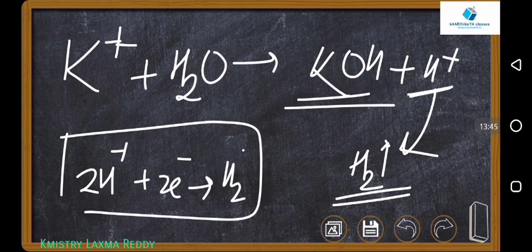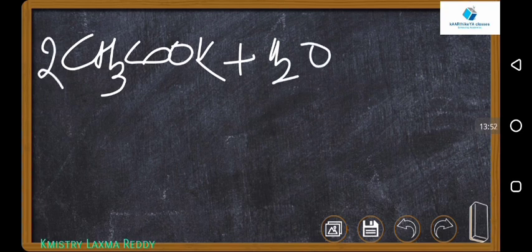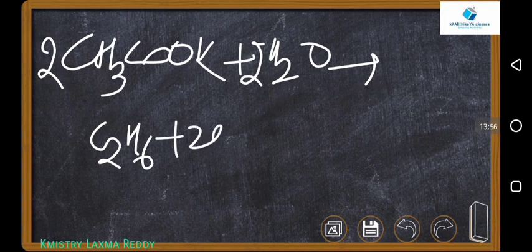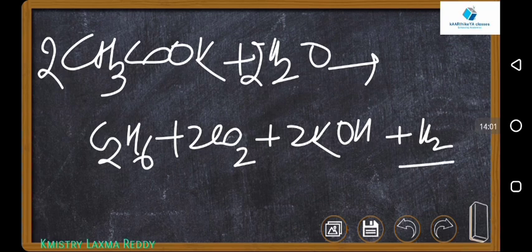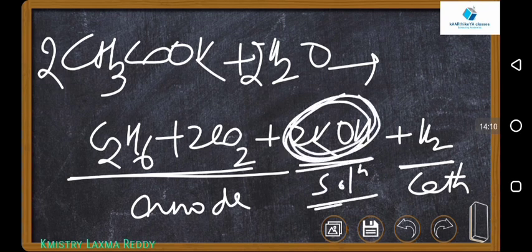Fine. So I'm writing the reaction again, CH3COOK plus H2O, for balancing purposes: C2H6 plus 2CO2 plus 2KOH plus H2. H2 is at the cathode. These two are at the anode, and this will be in the solution. The solution nature will be alkaline because of the presence of KOH. This is your question. You can see these kinds of questions in your objective bits.